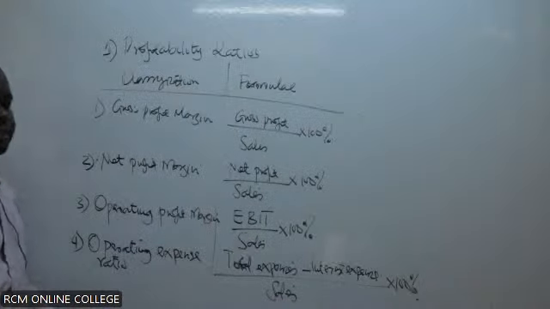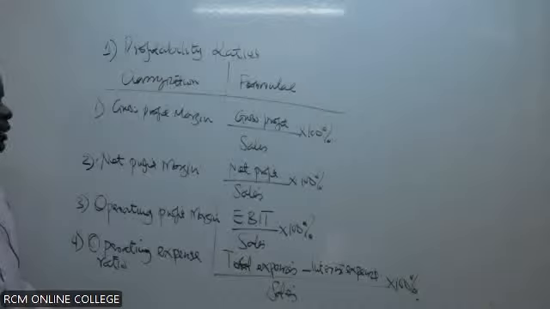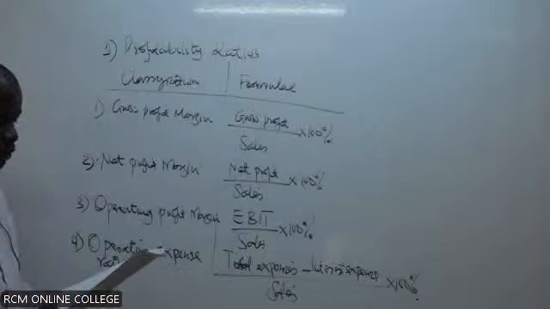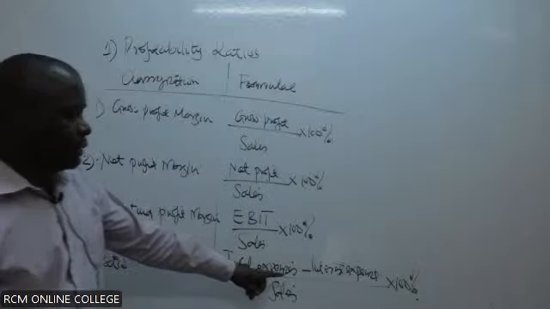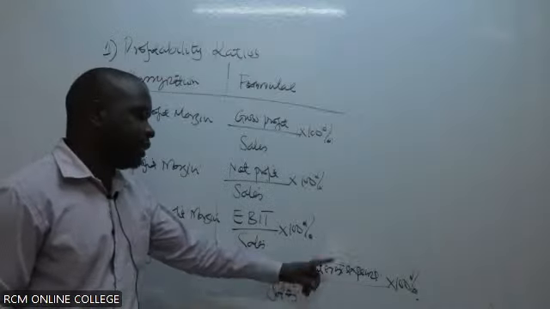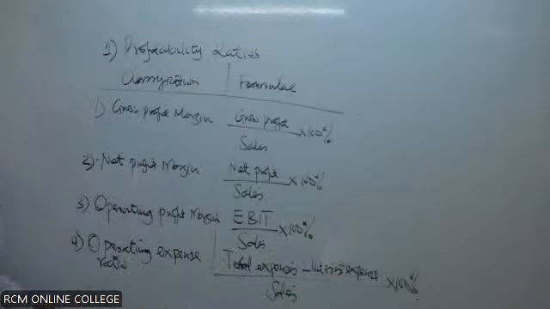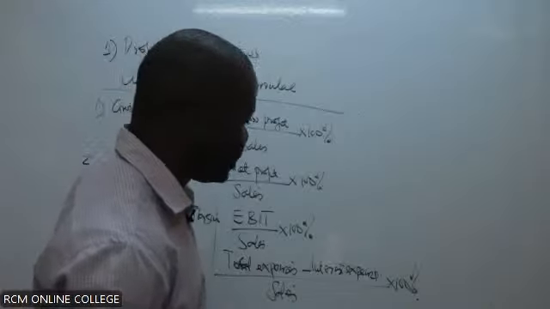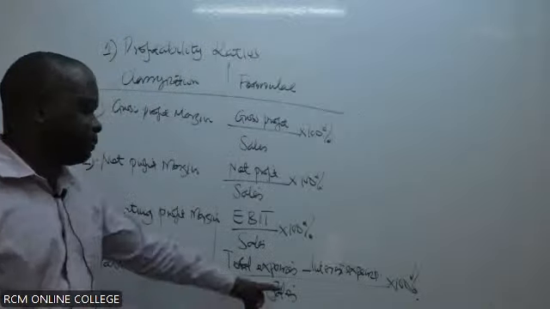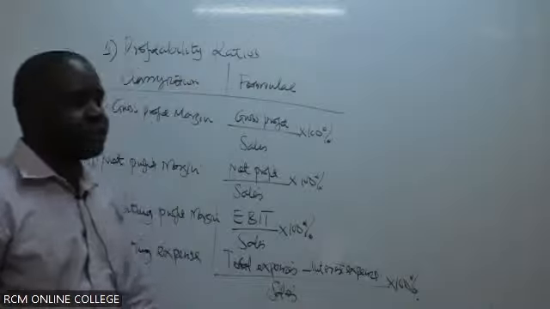So these are the profitability ratios. I can see you're asking about depreciation. So this is the formula. Don't bring in depreciation. So just eliminate only the interest expense, not depreciation. Don't eliminate depreciation. So eliminate only the interest expense.